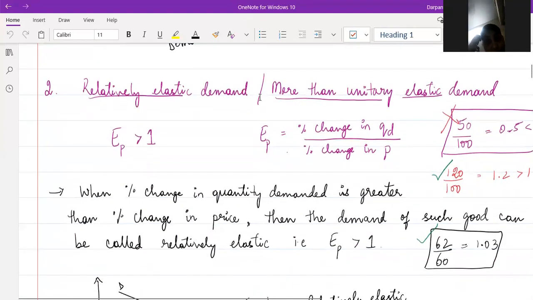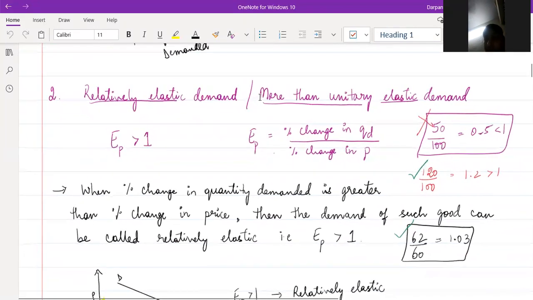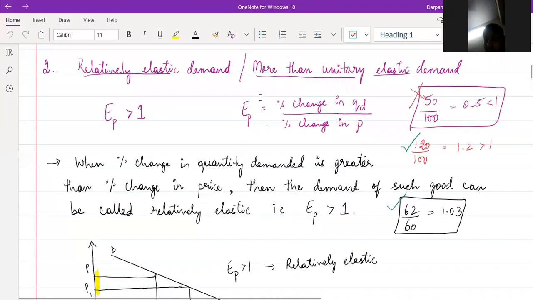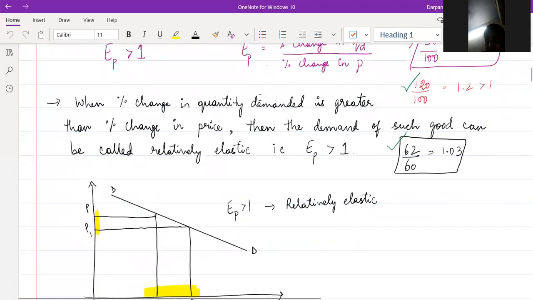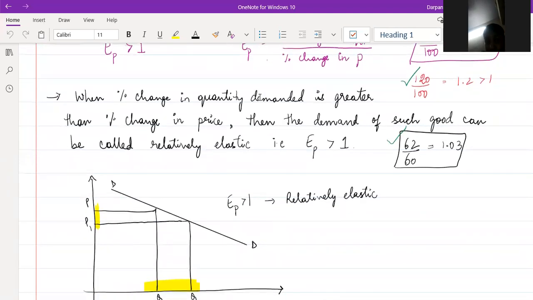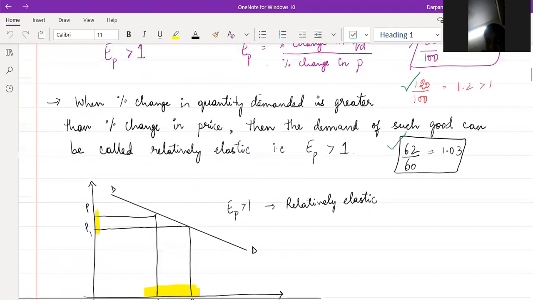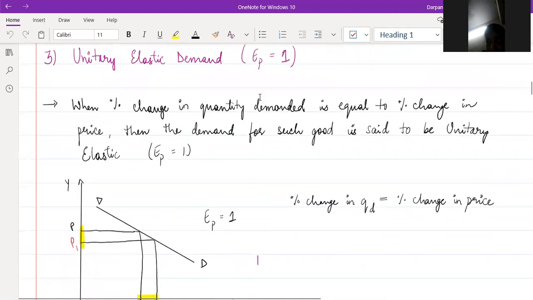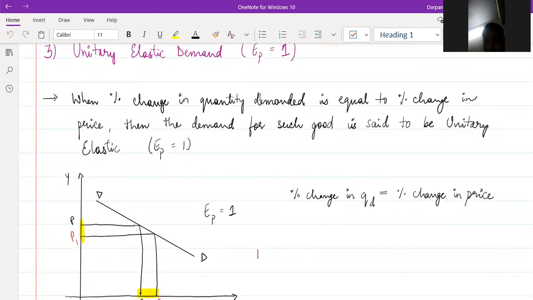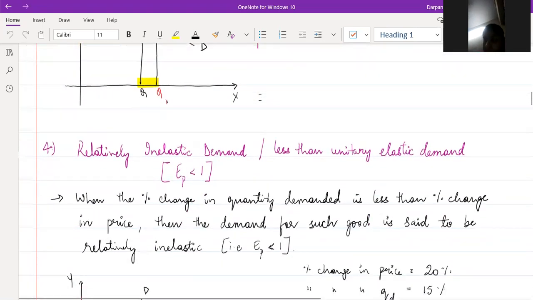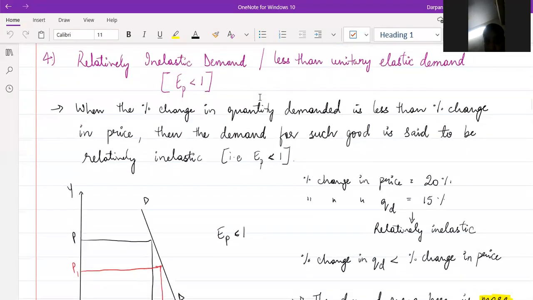Then relatively elastic demand, or more than unitary elastic demand, right? Why? Because the elasticity is greater than 1. Here a small change in price is bringing a great change in demand, right? Your demand is responding more. The percentage change in quantity demanded is more than the percentage change in price, correct? Then we saw unitary elastic, where percentage change in price is equal to percentage change in quantity demanded. If price is changing by 5%, quantity demanded is also changing by 5%.